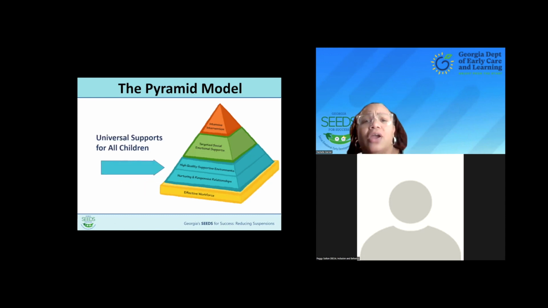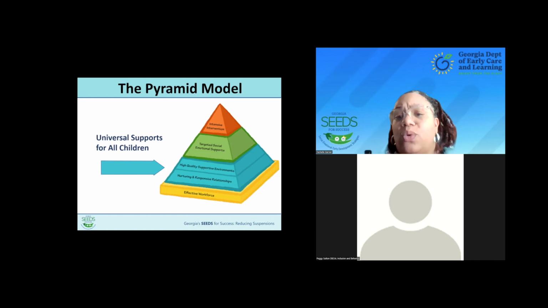The bottom tier, or tier one as we call it, is a universal support, and this is for all children. Tier 1 is broken down into 2 levels. There's the nurturing and responsive relationships and the high quality environment. When creating nurturing and responsive relationships, you must build individual relationships with children, staff, and families. When they feel acknowledged and valued by you, they'll be more resilient when interacting with children.